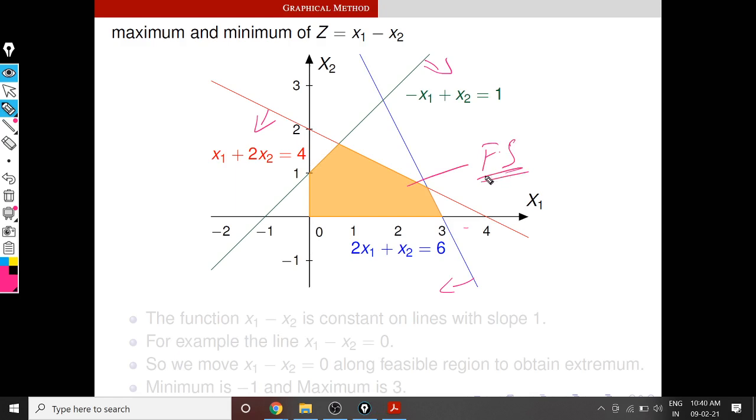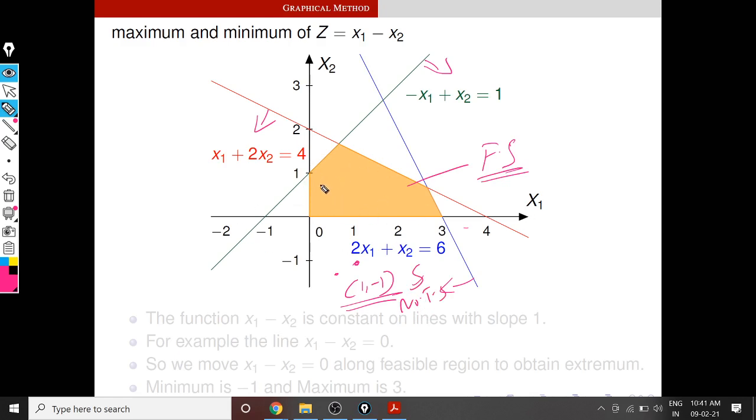Suppose you consider a point like here, the point 1, minus 1. Is it a solution of the LPP? Yes, it is a solution because it satisfies the constraints. But it is not a feasible solution because it doesn't satisfy our feasibility condition, the non-negative restriction. So 1, minus 1 is a solution but not a feasible solution. Anyway, now we have a feasible region.